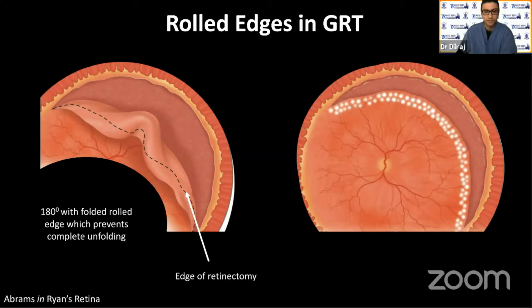Another situation where a retinectomy is helpful is in cases where you have rolled edges in a giant retinal tear. When you have a large retinal tear with rolled edges that prevents complete unfolding even under perfluorocarbon, you may want to trim the edges of the tear in order to extend the natural retinectomy that is performed, and then, similar to other concepts in retinectomy, extend it a little bit into the healthy retina depending on the position of the tear.